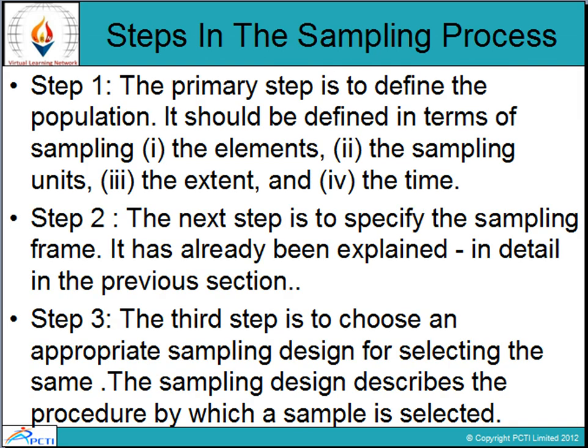The first step is the important step to define the population and it becomes of primary importance. Now they should be defined in terms of the elements, the units, the extent and the time. The second step is to specify the sampling frame, which we have already discussed. The third step is to choose an appropriate sampling design, and the sampling design basically describes the procedure by which the sample is to be selected.